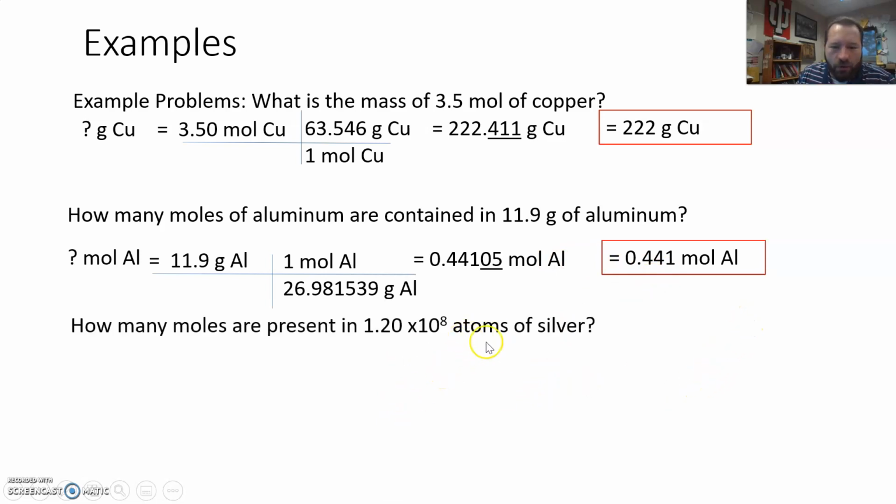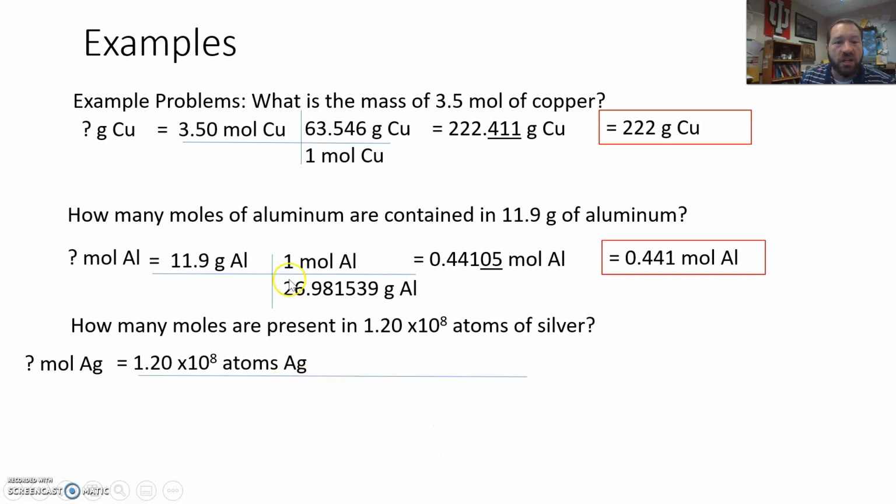All right, this time we're involving atoms. Atoms of silver. How many moles are present in 1.20 times 10 to the 8th atoms of silver? Well, the overall problem doesn't change at all. I'm going to start with a question mark. What am I looking for? In this case, I'm looking for moles of silver. The question gave us 1.20 times 10 to the 8th atoms of silver.